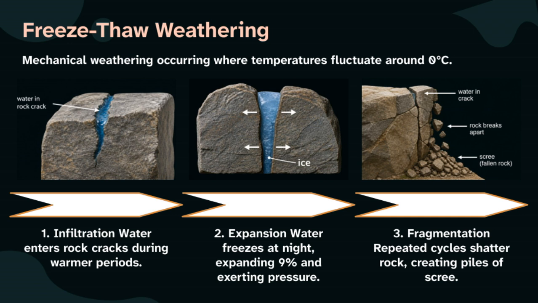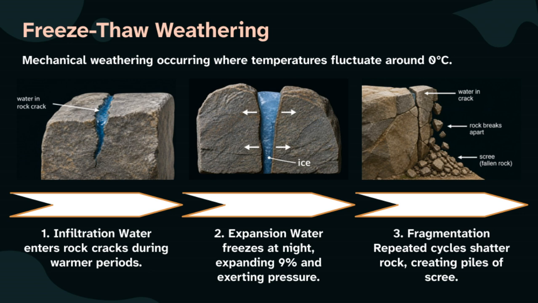Stage 3 is fragmentation. This process repeats again and again. Water enters the crack, freezes, expands, and forces the crack wider. Eventually, pieces of rock break off. These broken pieces of rock often collect at the base of slopes as scree. Freeze-thaw is especially common in mountain environments because temperatures often fluctuate around freezing point.